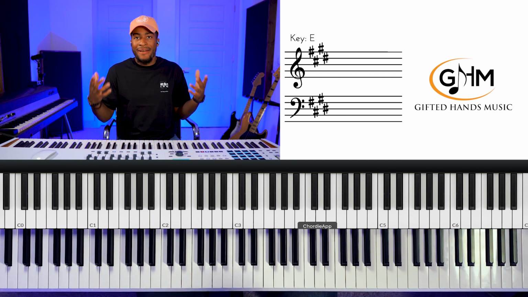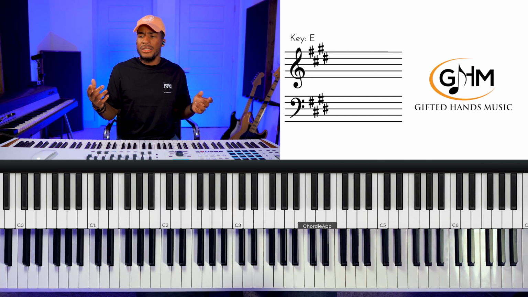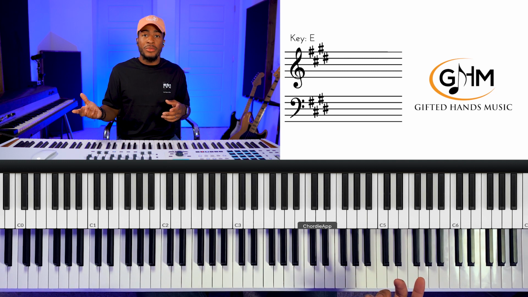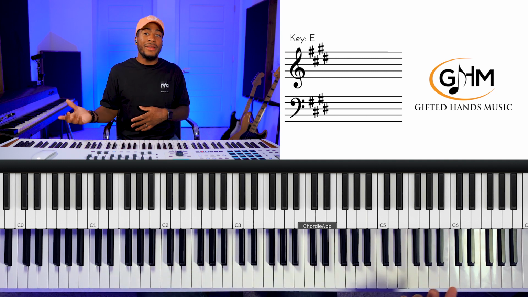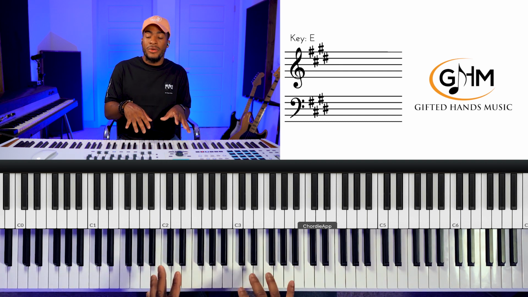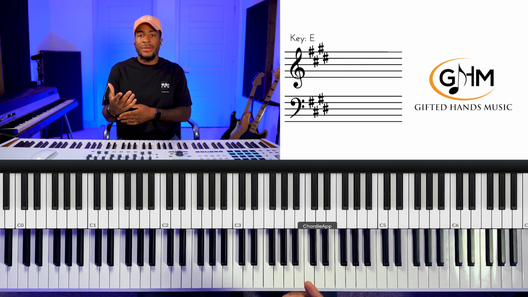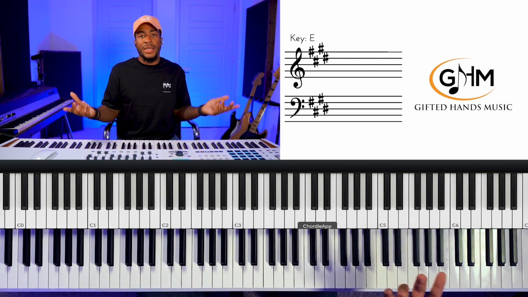So after you have that stuff down, what do we want to do next? After we have the fundamentals, we're going to experiment with some chords that are outside of the key. Maybe we're used to playing the basic chords, but we're trying to look at how we can take E major to another level. How can I make it not sound so basic, right?